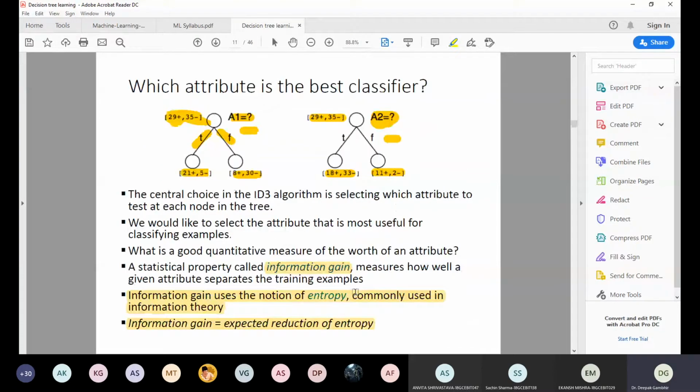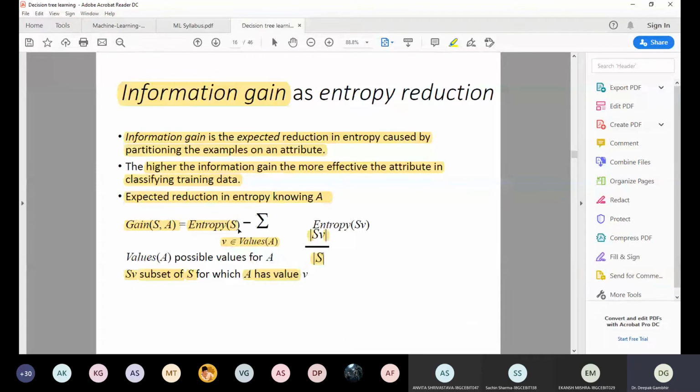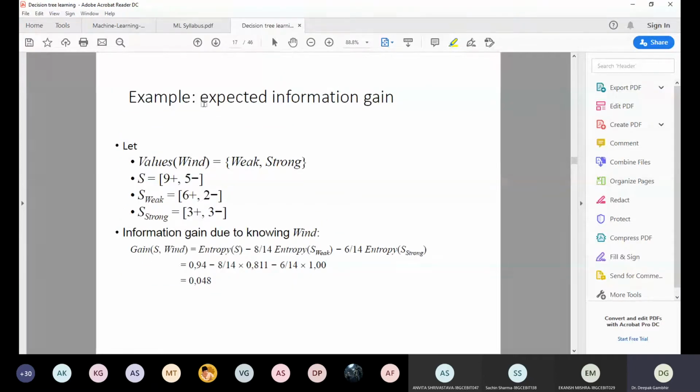Then we will use this formula: Gain(S, A) equals entropy of S minus the summation over the values V of mod of SV over S, times entropy of SV. We will see an example for this. Suppose we want to compute the expected information gain.